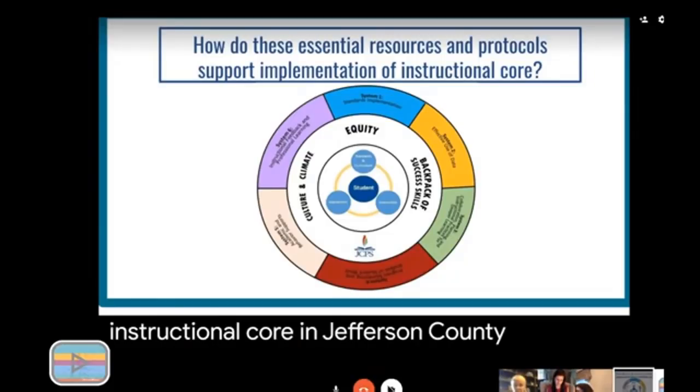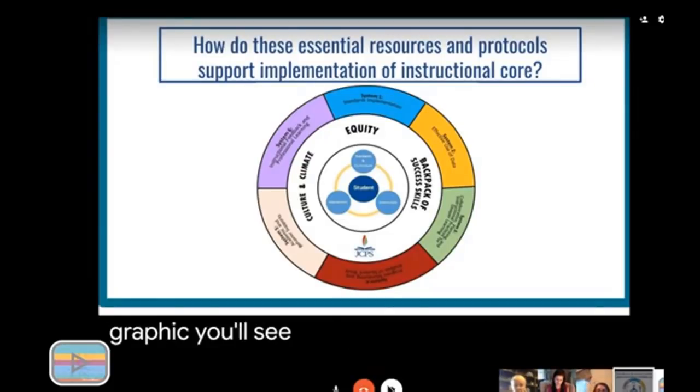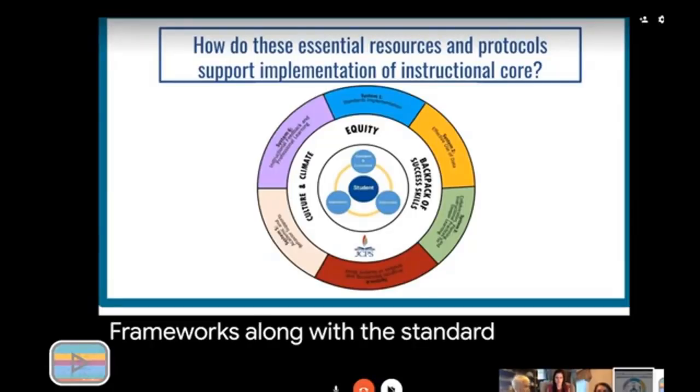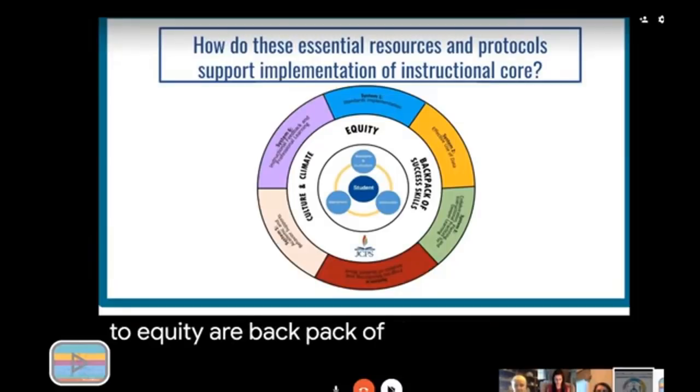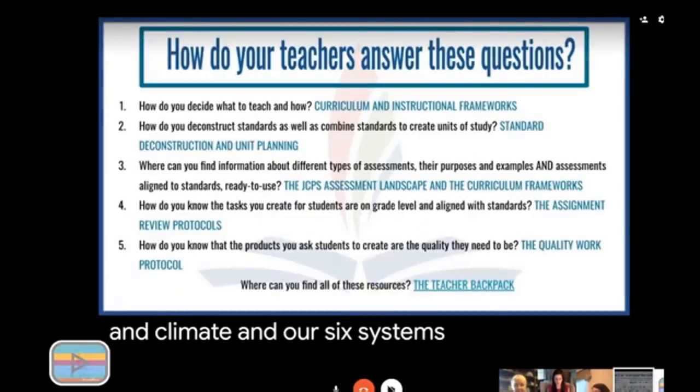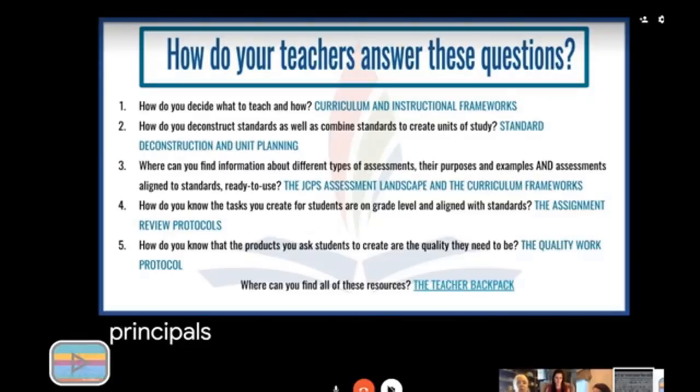In this graphic, you'll see the student at the center, and then around it, you'll see the curriculum frameworks along with the standards, assessment, and instruction. This graphic kind of shows the way in which we can conceptualize the instructional core as it relates to equity, our backpack of success, skills, culture, and climate, and our 6 systems. All right, so quickly, principals and AICs and assistant principals, I want you to put this to the test.